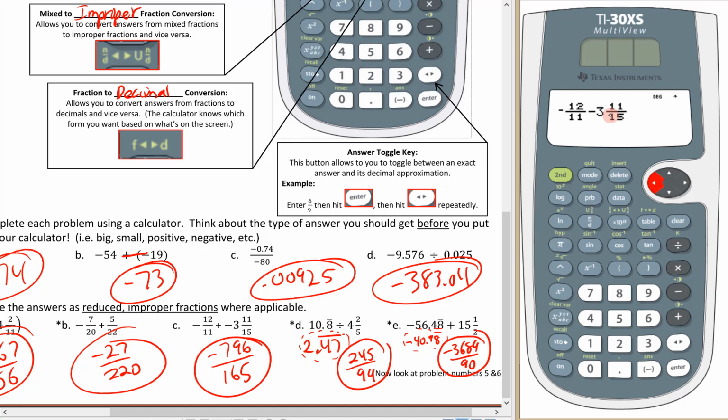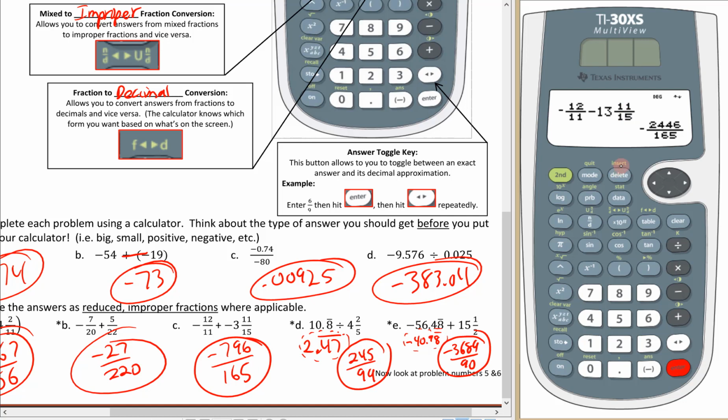So what I'm going to do is I'm going to hit second delete, which is going to insert. And what insert does is, just like on a computer, it inserts things, it pushes things out of the way. So I'm going to push a 3 right here, and then I can hop to the end. So I've got the negative 12/11 minus 13 and 11/5 rather than the 3 and 11/5, and then I can hit enter. And again, that's the insert key. So all of those come in handy.